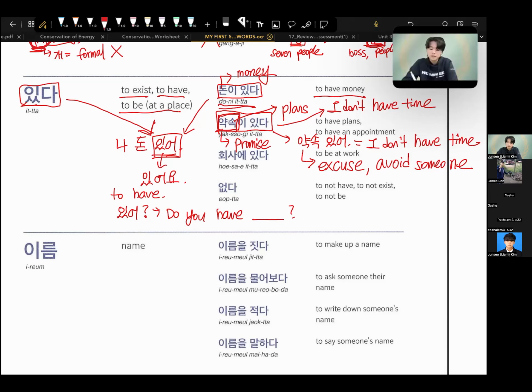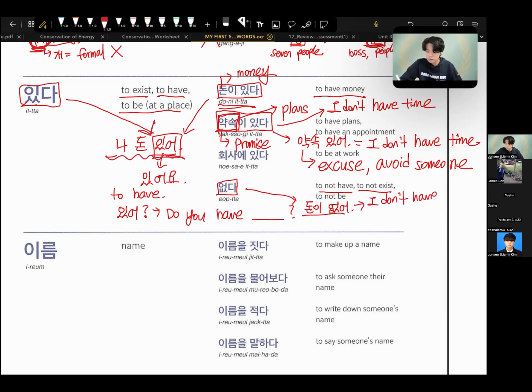Guys, can you follow after me? 없다. 없다. Nice. 없다 means to not have or to not exist. So this is the opposite of 있다. So for example, you can say 돈이 없어. So it's opposite to 나 돈 있어. This one. It's opposite to this one. 돈이 없어. I don't have money.